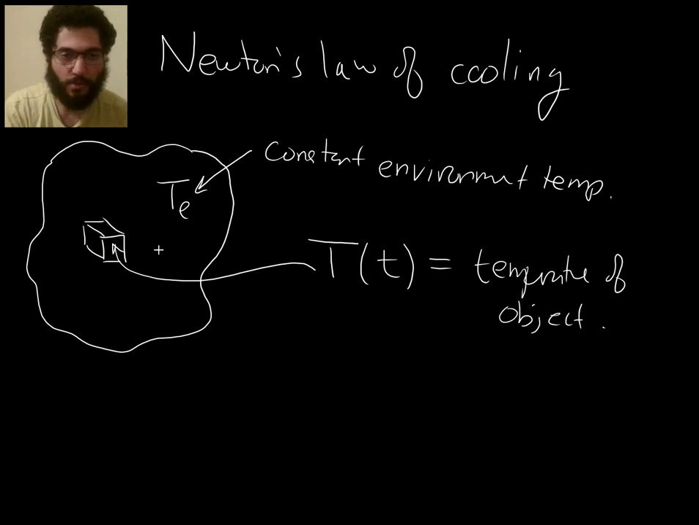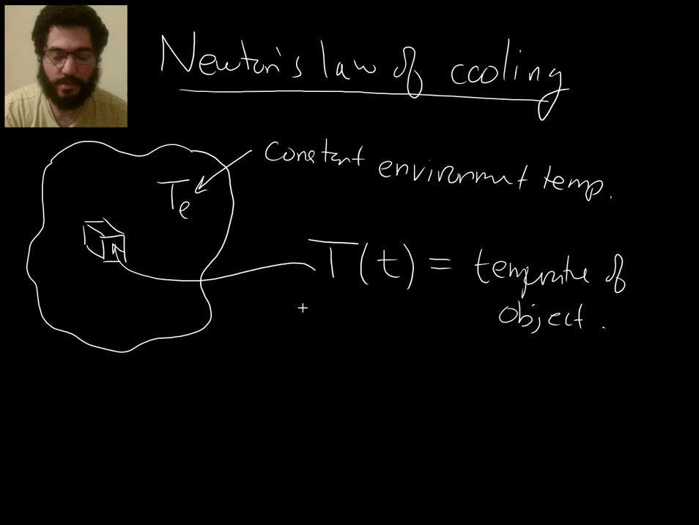So if the object is colder than its environment, then the environment will heat it up. And if the object is hotter than its environment, then the environment will cool it down. And Newton's law of cooling is one model that allows you to describe how the temperature of the object changes in time. So let's write down this differential equation. This law is going to be a differential equation.